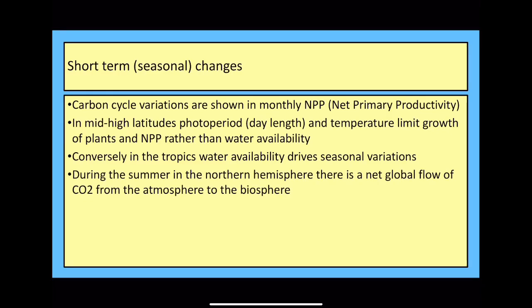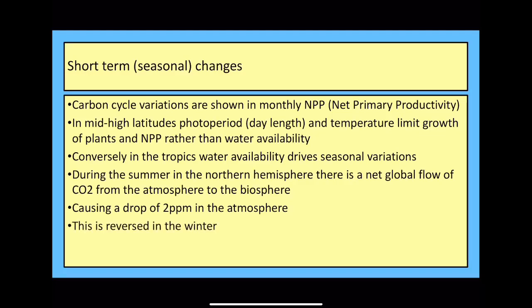So during the summer in the Northern Hemisphere, during our summer, there is a net flow of CO2 from the atmosphere to the biosphere. This can actually drop the average atmospheric carbon by 2 parts per million, which is a very small amount, so it's really not a very significant amount. And then this is reversed in winter. So this only happens when it's summer in the Northern Hemisphere.